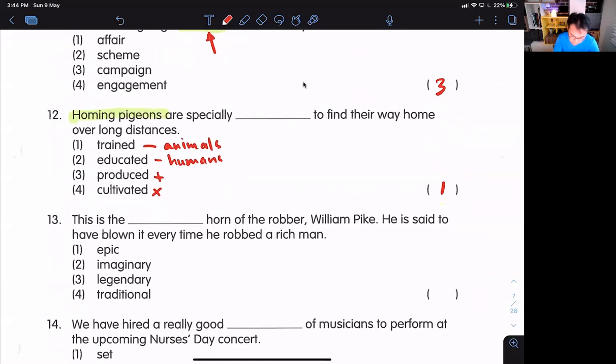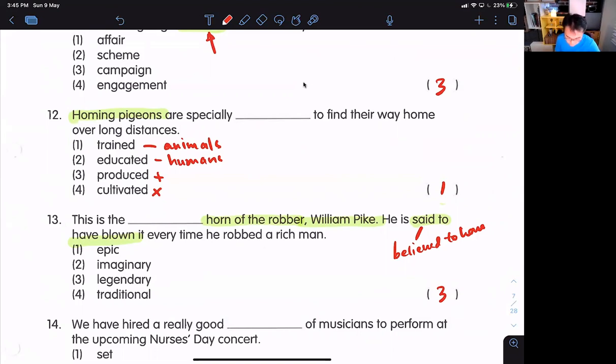Number 13, this is the legendary horn of the robber, William Pike. Okay, so he is said to have blown it every time he robbed a rich man. So this is legendary. Why? Because he is said to have, right? So he's believed to have blown it. In other words, it's not factually confirmed. It's not historically proven, but it is believed that he blew it every time he robbed a rich man. So it's legendary, right? It's something that we believe happened, right? But it may or may not have been historically true.